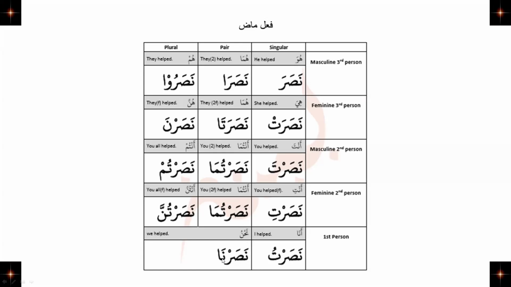Na is a pronoun which represents nahnu. So na is nahnu. Ana too. I don't know how you will be able to do that, but that is all you need to do, and we will all try to do this. Huwa nasara, huma nasara, hum nasaru, hiya nasarat, huma nasarata, hunna nasarna, anta nasarta, antuma nasartuma, antum nasartum, anti nasarti, antuma nasartuma, antunna nasartunna, ana nasartu, nahnu nasarna. Okay, that is Maadhi. Fi'l Maadhi, nasara.